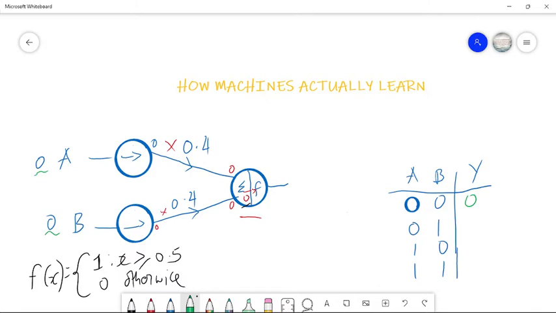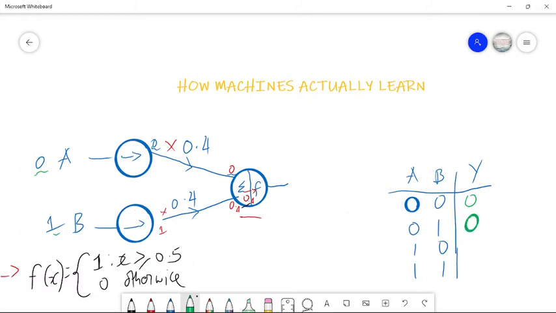When A is 0 but B is 1, the same thing happens for the A branch. So the input A is fed through, we get a 0 there. That 0 is multiplied by 0.4, we get 0, and that is what arrives there. The B, on the other hand, what is passed through is the 1. That's multiplied by 0.4, and the result is 0.4. And the summation is 0.4 plus 0, which is 0.4. And f of 0.4, like we saw in our function here, is equal to 0.